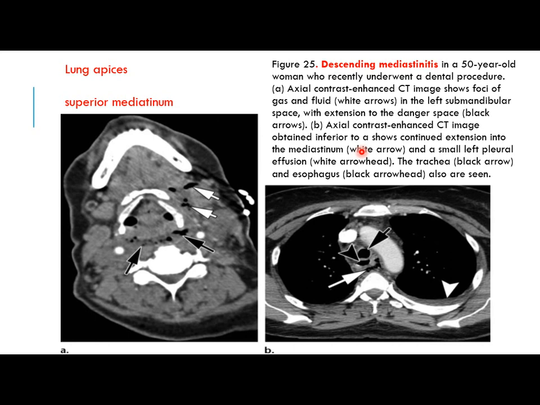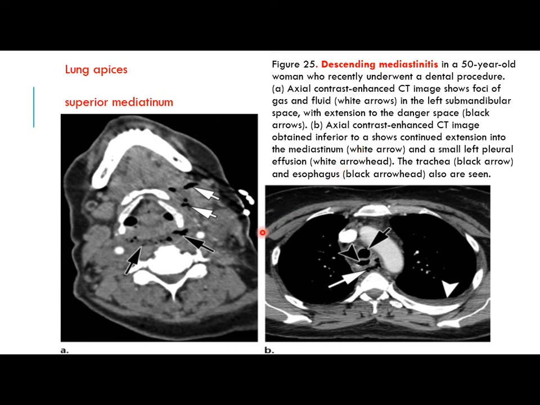Another area in which to look is the lung apices and the superior mediastinum. These are the final regions which we look at when we do a CT scan of the neck in the emergency setting. It's important because, as we know, when there is a descending mediastinitis, or descending infection into the mediastinum, it's vital to diagnose this condition.